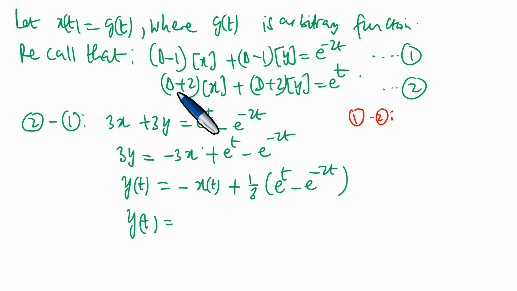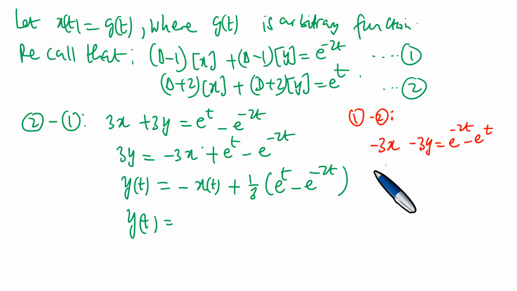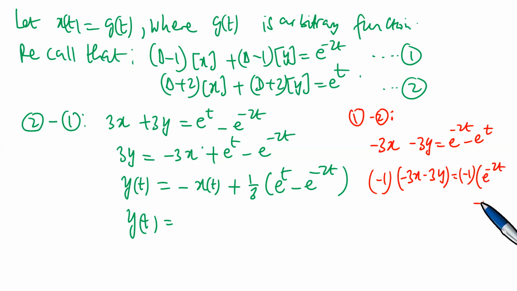So d minus d is 0, and x minus 2x is minus 3x. Then d minus d is 0, and y minus 2y is minus 3y. So on the right, e to the minus 2t minus e to the t. That's equation 1 minus equation 2. What is the difference between these two equations? They differ by a minus. Now if you multiply this one by a negative on the left, and also on the right by a negative, it's an optional step, but I want to show the equivalence. So e to the minus 2t minus e to the t becomes e to the t minus e to the minus 2t.